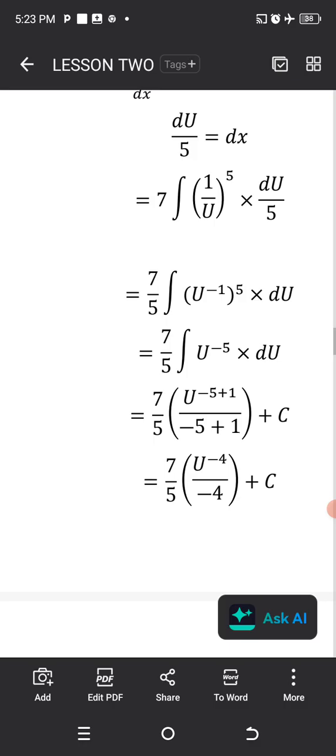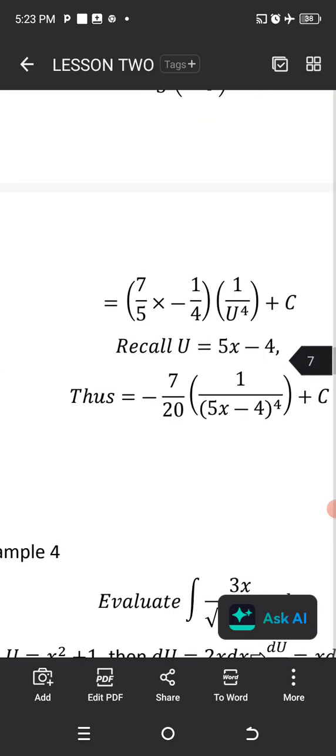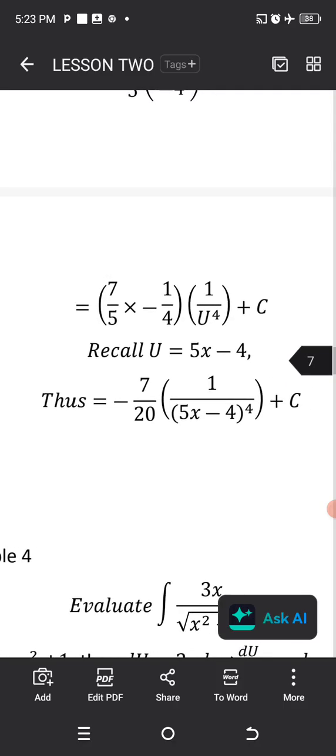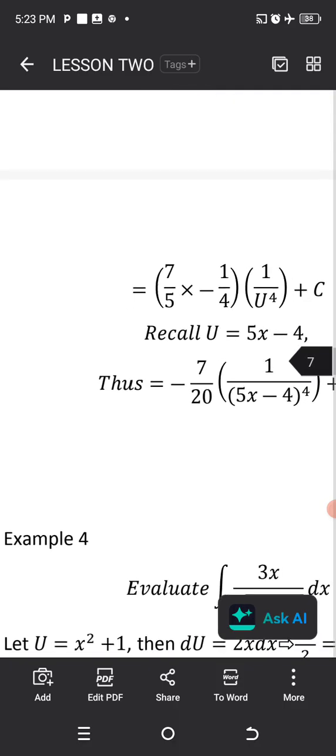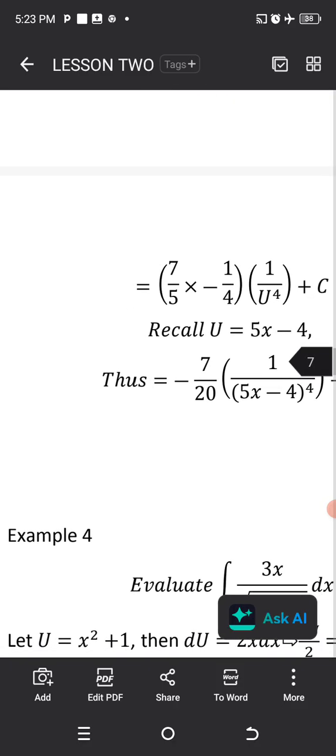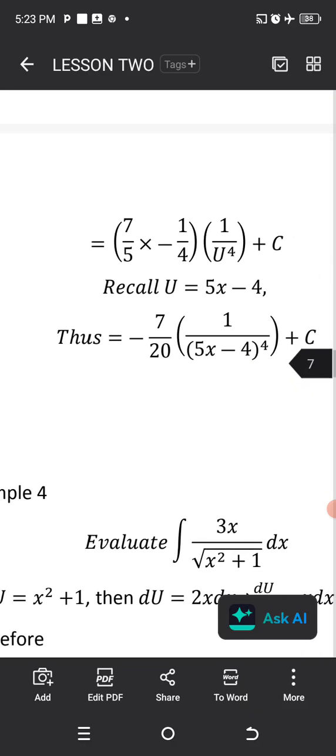Our answer equals 7/5 (u raised to power minus 4 all over minus 4) plus c. So like we always do, replace u with 5x minus 4. Anywhere you see u, you write 5x minus 4. Thus our final answer is now what?